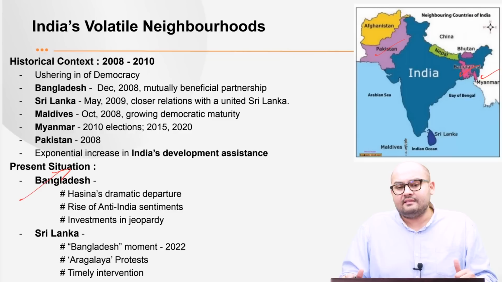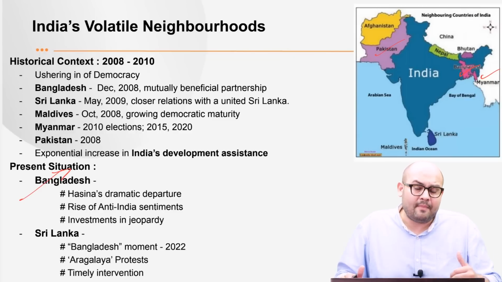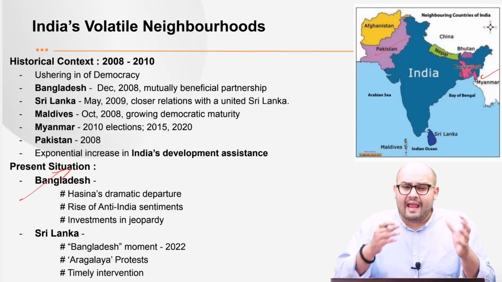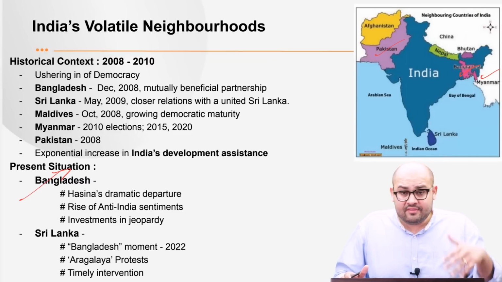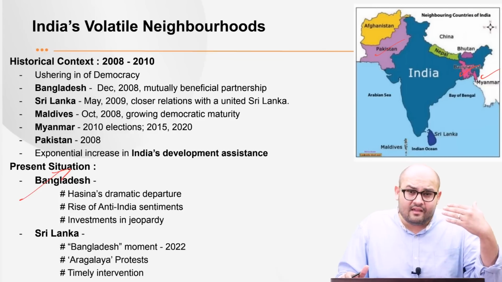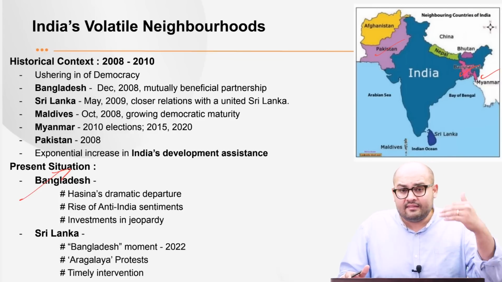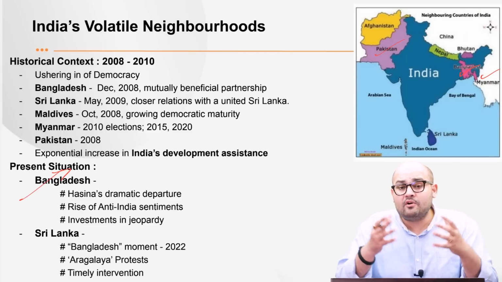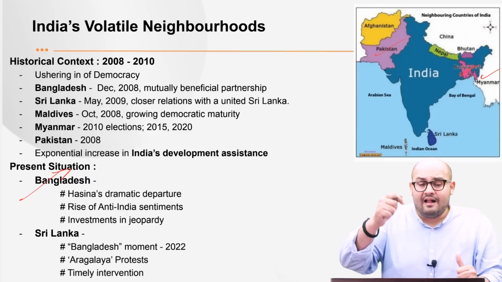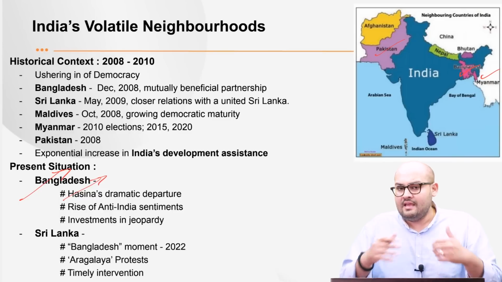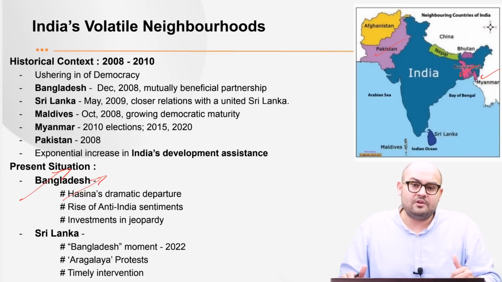Now, if we talk about Bangladesh, what we saw was that significant protests were led by the students, and these protests resulted in an anti-government sentiment. There were also allegations of authoritarianism carried on by the government, and the presence of a democratic deficit. This ultimately led to the unceremonious departure of Sheikh Hasina, and she actually came to India's rescue.